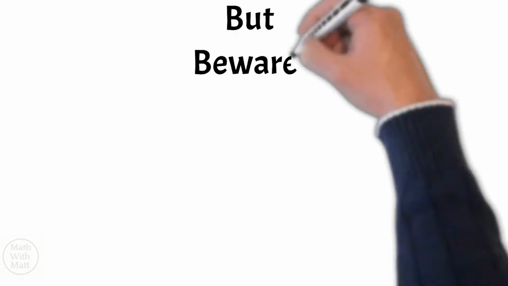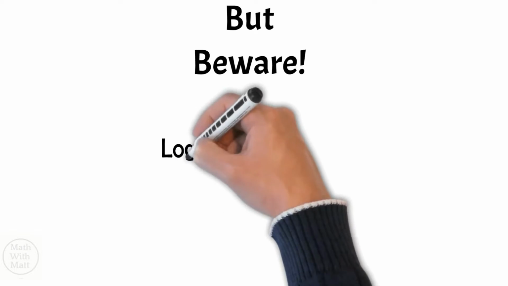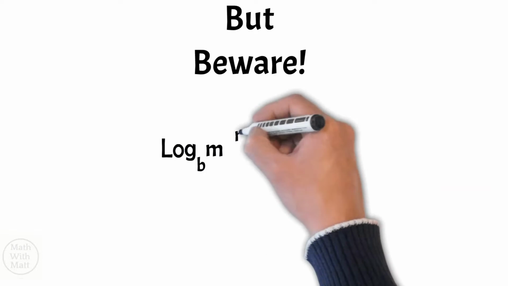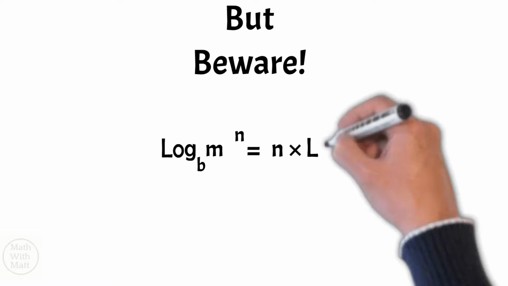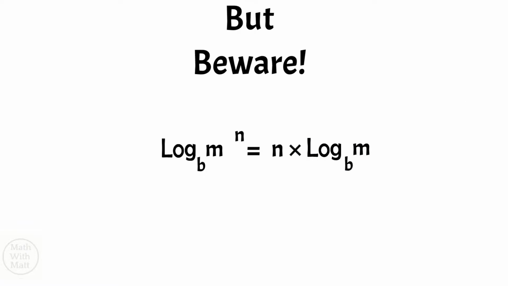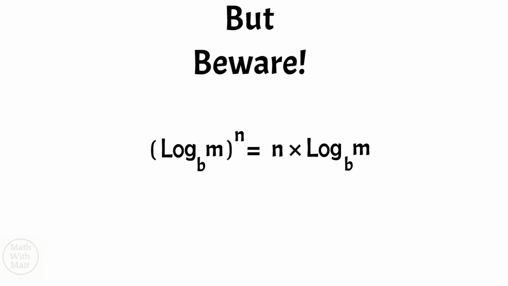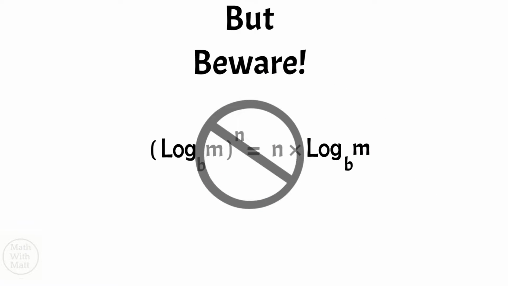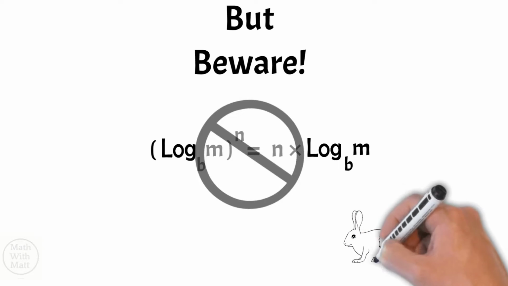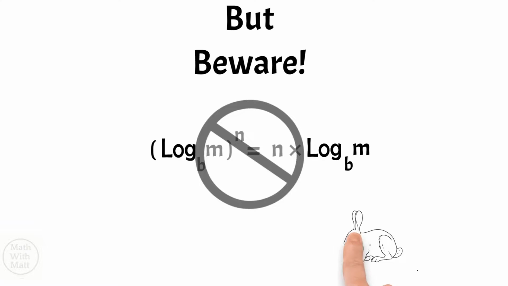But beware. If you see log to base b of any number m to the power of n, and rewrite it as n multiplied by log to base b of m, then you might be right. But what if that n is not just the power of m, it is the power of the entire equation, including log? Then this law won't be applicable. And this is what we must look out for and try to avoid completely. Because every time we make this mistake, a baby bunny cries.